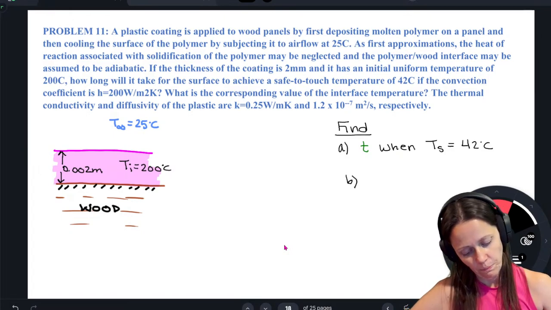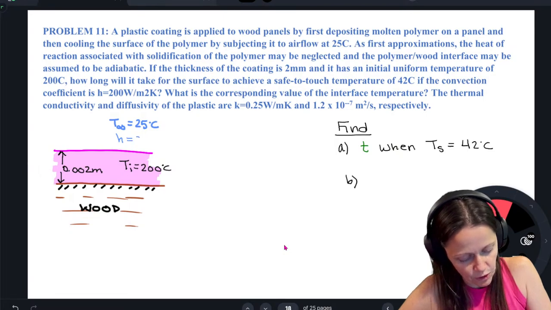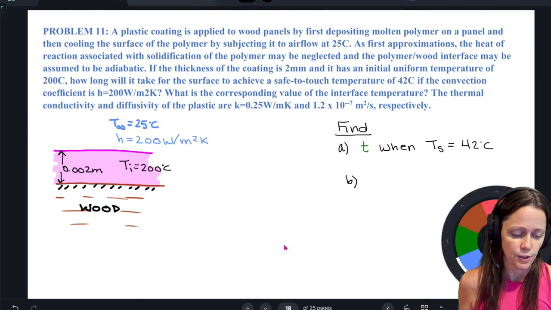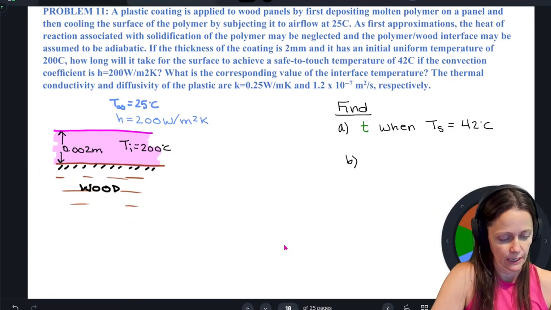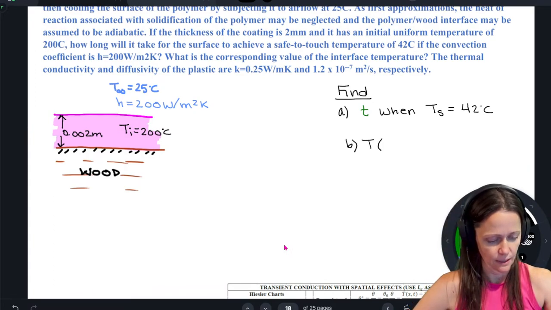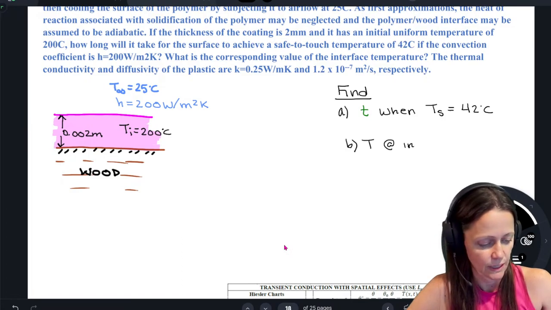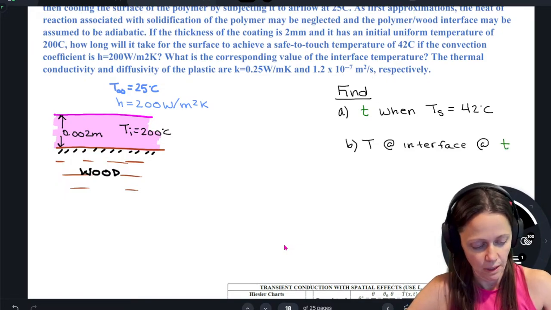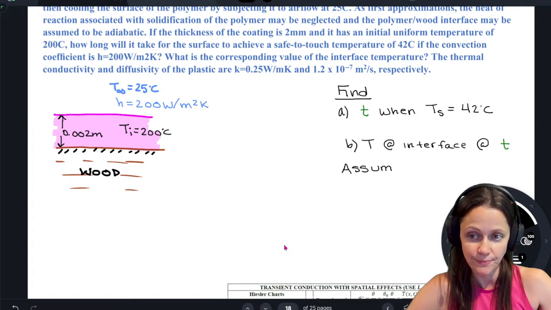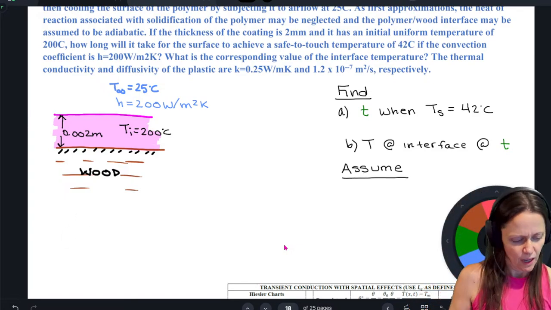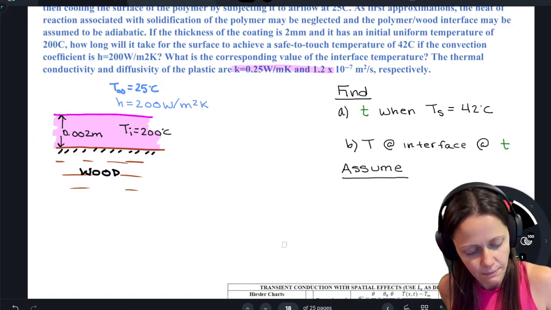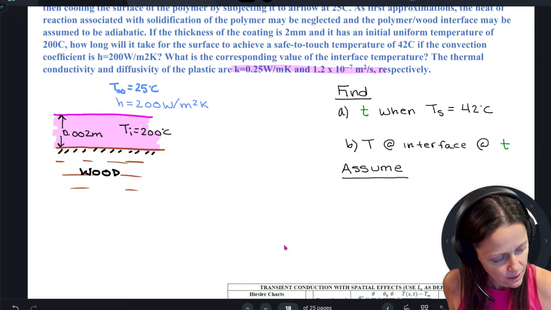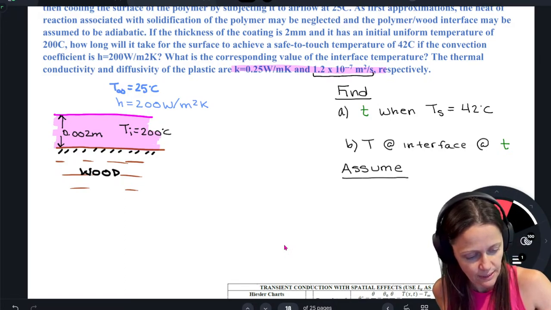And then they give us a convective heat transfer coefficient. This is 200 watts per meter squared Kelvin. We want to find the corresponding value of the interface temperature at that particular time. So we want to find the temperature at the interface at that particular time. All right. And we'll see what we need to assume here. Oh, and I've got some properties. I'll just highlight them because I don't want to write them. We've got a K value, and then a thermal diffusivity. This right here is our thermal diffusivity.